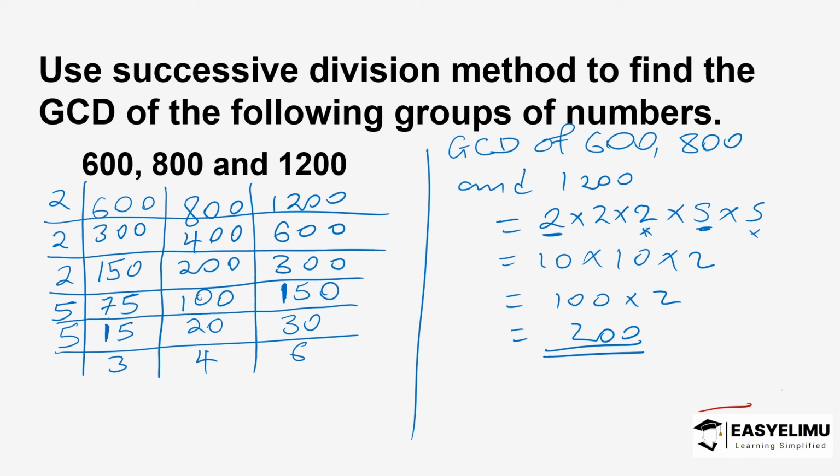So 2 by 5 and again 2 by 5. Then what remains now is this 2 here. So 2 by 5 is 10. Again, 2 by 5 is 10. Then what remains is 2. So 10 by 10 by 2, which is 100 by 2, which is 200. This is a simpler way of doing the same problem.